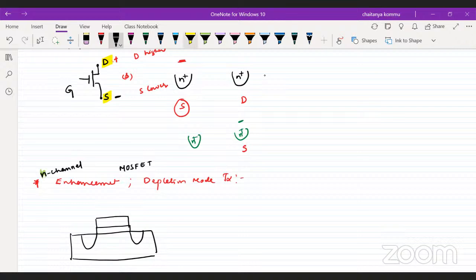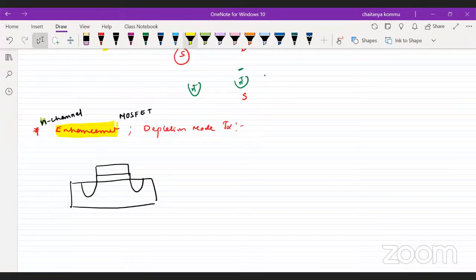Another terminology I'm using is enhancement. If you're not applying a sufficient voltage, the channel cannot be formed. Say you want to form a channel here, under the oxide. Is it possible without applying any potential difference between these two? No, obviously it's not possible. The channel cannot be formed.